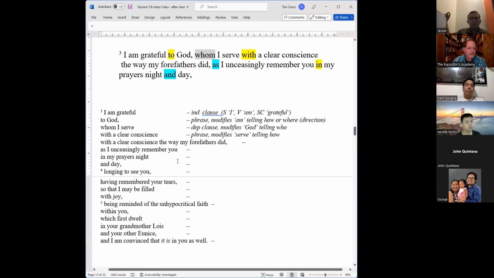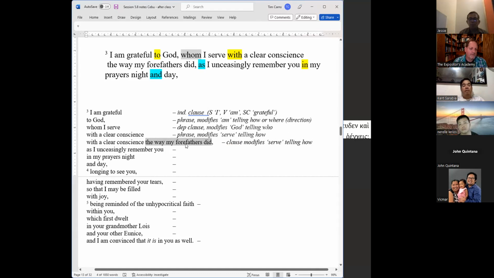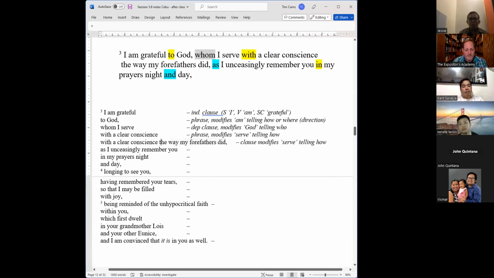Normally, I'm sort of skipping a step here, you do the diagram just with this translation. So you would say it's a clause in this case, because there's a verb here, "did." You'd say a clause modifying "serve," telling how. But this is a little bit confusing because it's saying two things: with a clear conscience, the way my forefathers did. So one thing we can do.